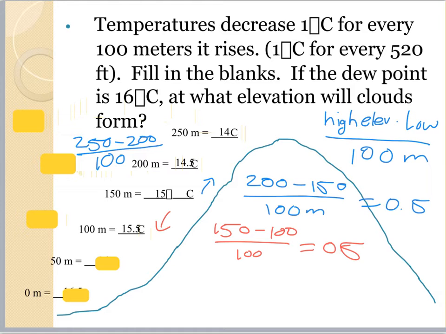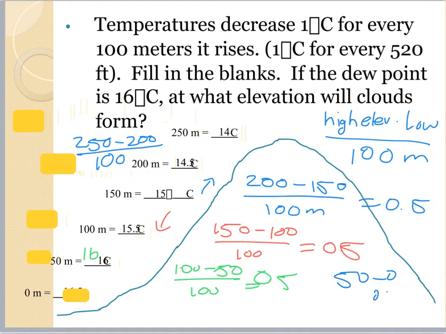Next up, we have 100 minus 50 divided by 100. We'll get 0.5. So 15.5 plus 0.5 gives you 16. Okay, and last, 50 minus 0 over 100 equals 0.5. So 16 plus 0.5 would be 16.5.